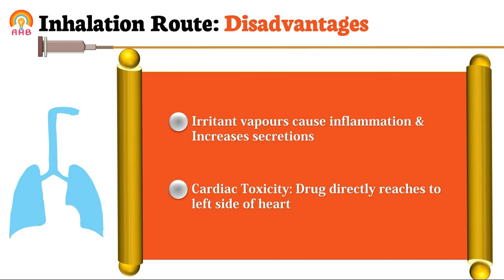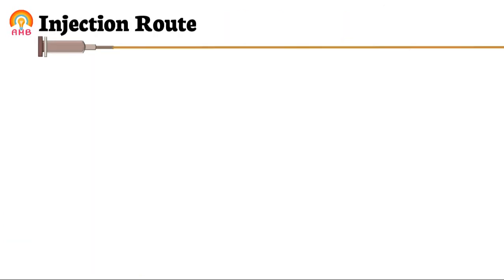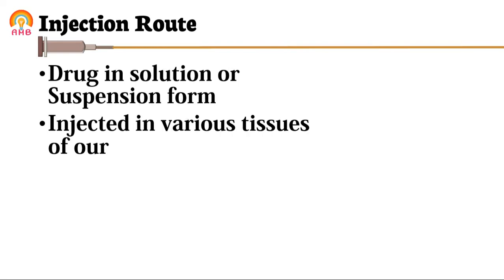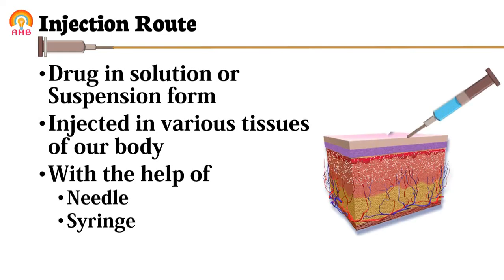Now we are moving towards the last parenteral route, that is the injection route. In the injection route, the drug in the form of a solution or suspension is injected into different tissues or organs of our body with the help of a needle and syringe. So here we require equipment called a needle and syringe, and with its help we are introducing the drug into different tissues of our body to get a systemic effect.